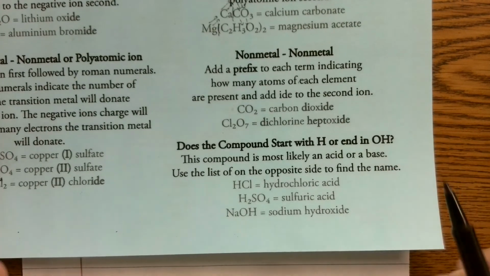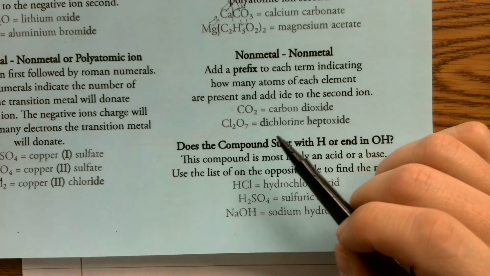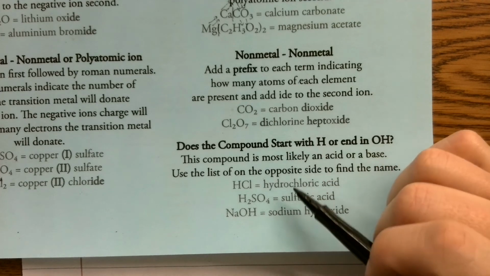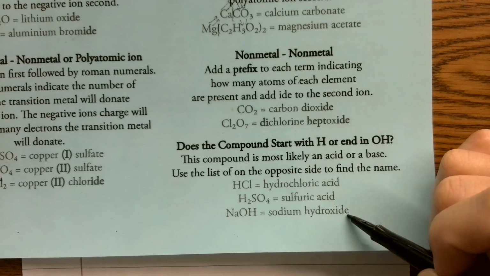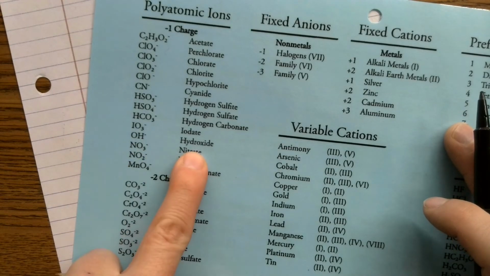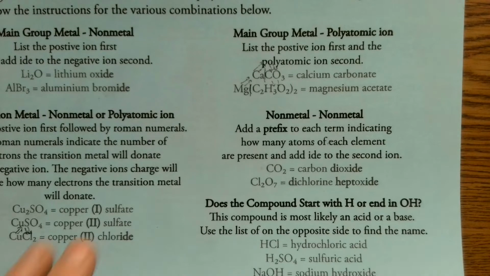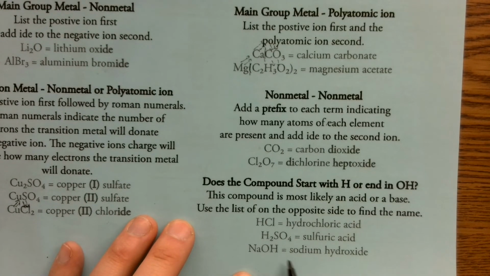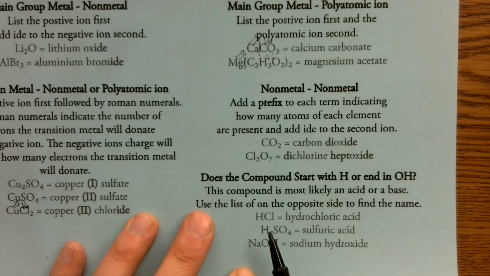Okay. The last thing is acids and bases. So does the compound start with an H? Well, it's probably an acid. And if it's an OH, it's probably a base. And OH, if you know your polyatomic ions, right, OH is called hydroxide, all right? And if it ends in an OH, it's probably a base, sodium hydroxide. And it starts with an H, H2SO4.